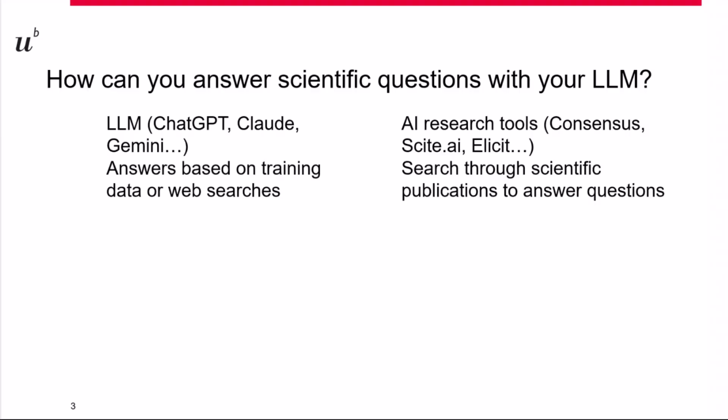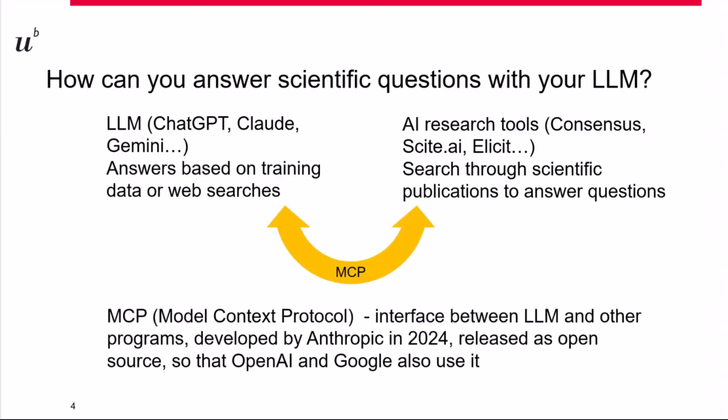Since the beginning of this year, it is now possible to connect these tools, your LLM and your research tool, through a connection called MCP, which stands for Model Context Protocol, which allows the LLMs to access tools as if you would use these tools yourself. MCP was released by Anthropic in November 24, and it was released as open source so that OpenAI and Google also used it. It basically helps both LLMs and research tools to broaden their functionality and to gain new users.